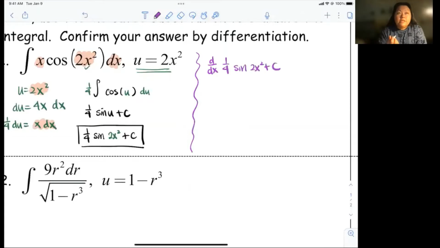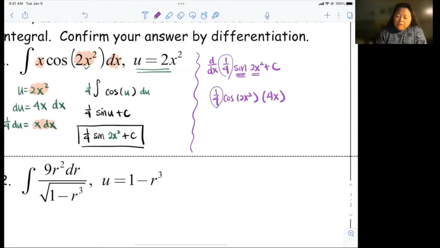Okay. When you're taking the derivative, the coefficient stays, so 1/4. This is what I'm talking about, chain rule. You have to know your chain rule. Chain rule says take the derivative of sine, that would be cosine of 2x squared. You leave the inside the same. Then the next piece is 2x squared. You multiply by 4x. And then the c is a constant, so 0 and it's gone.